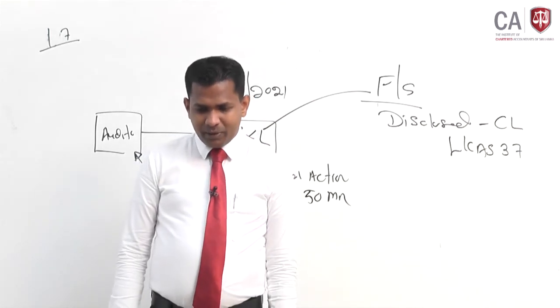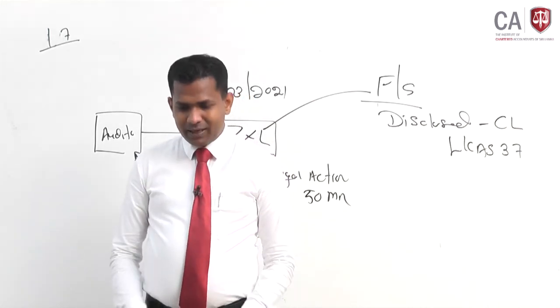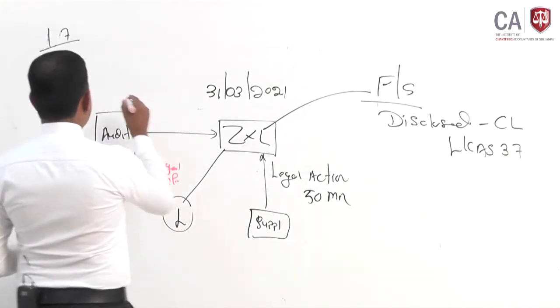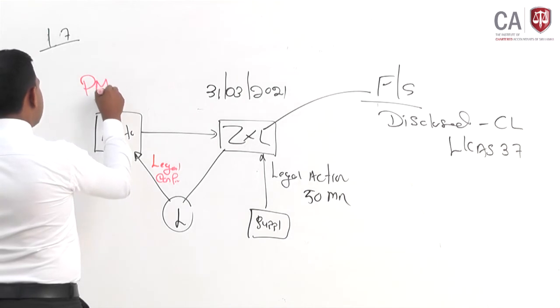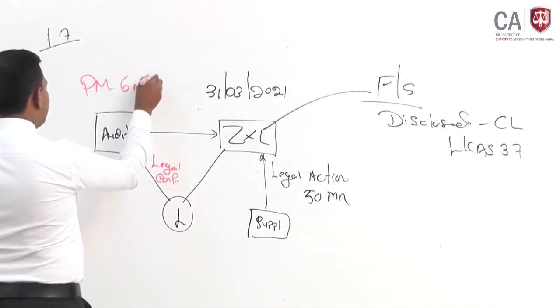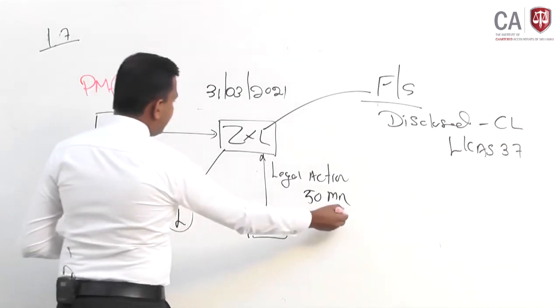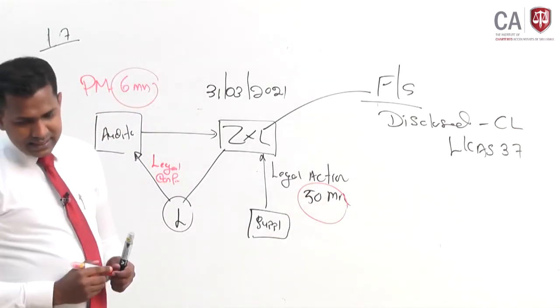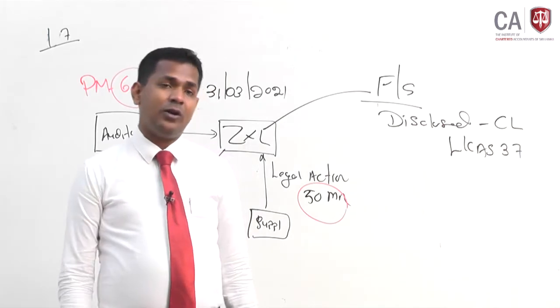EZXL has reported a profit before tax of rupees 120 million and your PM, the performance materiality level set by the auditor, is 6 million. But you can see the demand is 50 million. Now the question is asking what type of audit opinion.